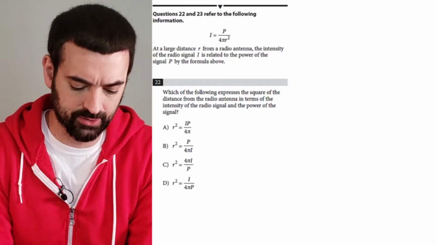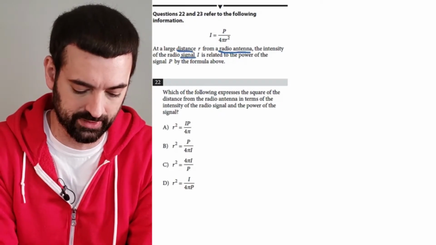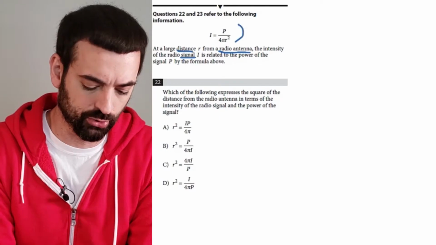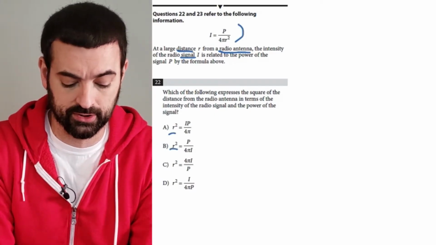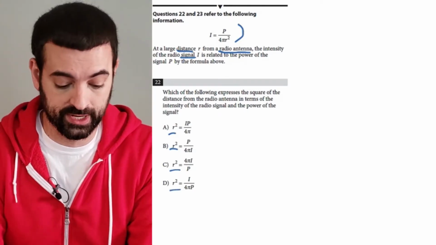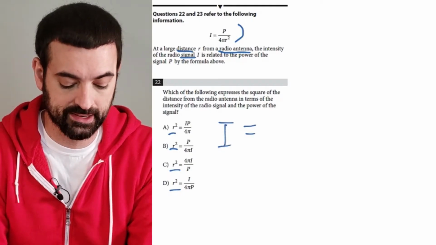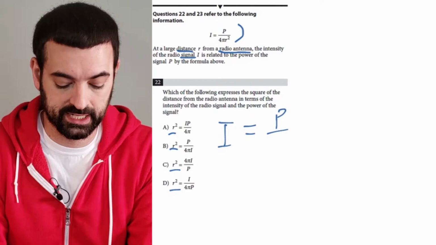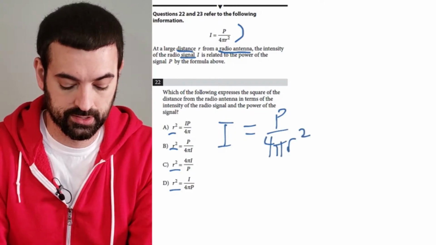Let's do another one. This is Test 2, Section 4, number 22. And again, we've got like a radio antenna with the intensity of a signal, and we've got distance, and this is sort of an intimidating ratio. But look at the answer choices. R squared, R squared, R squared, R squared. All we're trying to do is solve for R squared. That's what we'll do right now. So I equals P over 4 pi R squared.